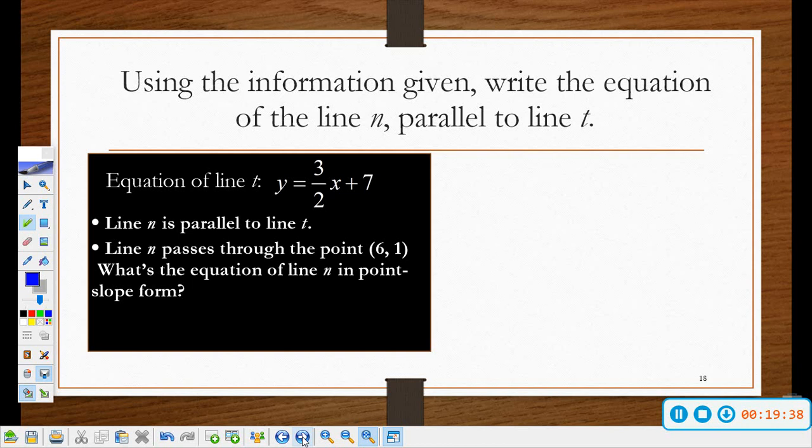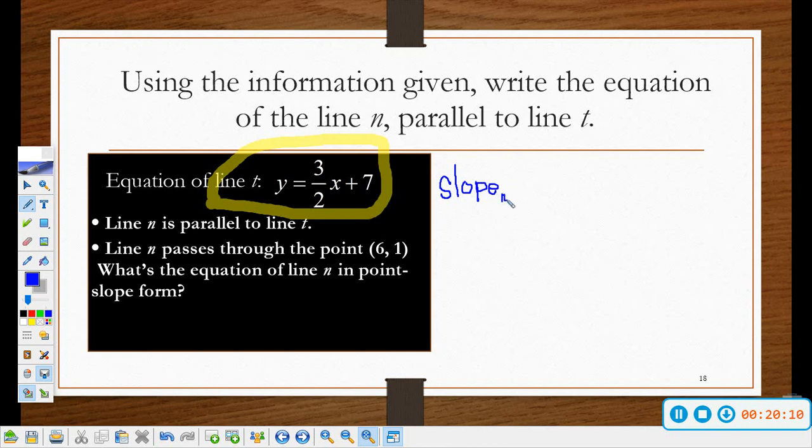So, using the information given, write the equation of the line N parallel to line T. Okay, so this is the equation of line T. Line N is parallel to line T. We know that. So that means that line N has a slope. So I'm going to write the slope of N. I'm just going to put a little N right here.